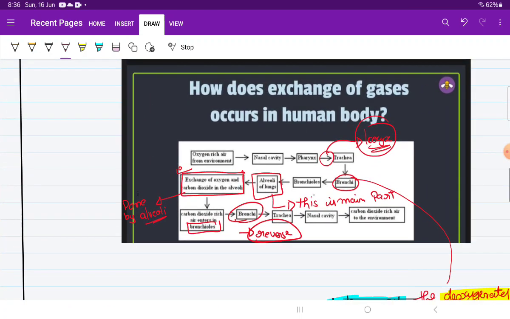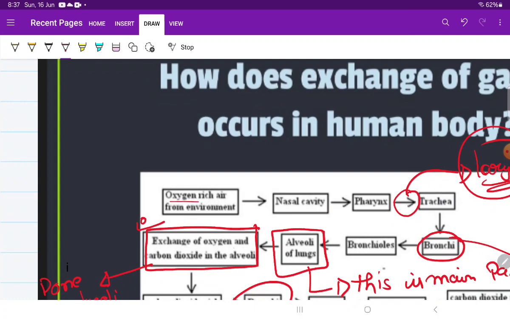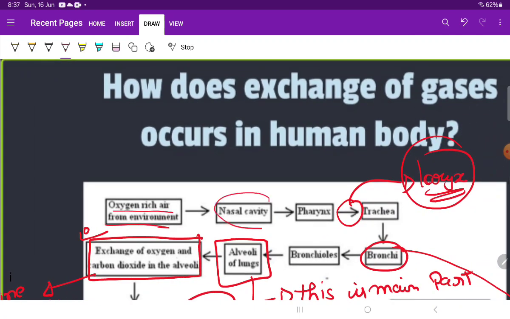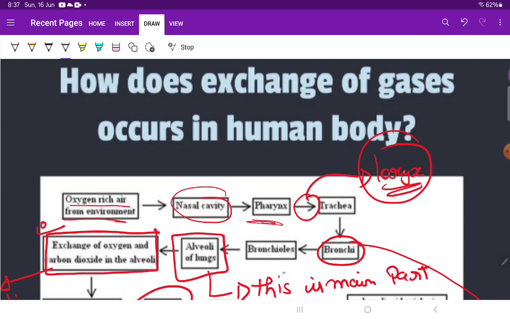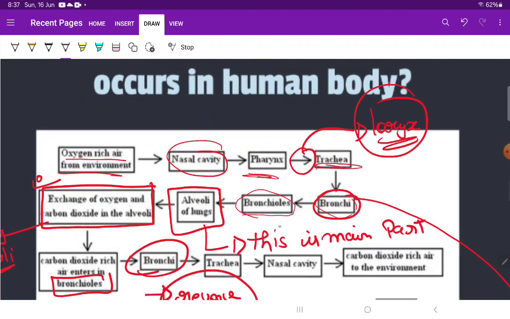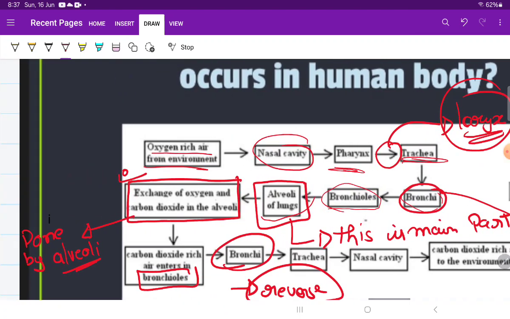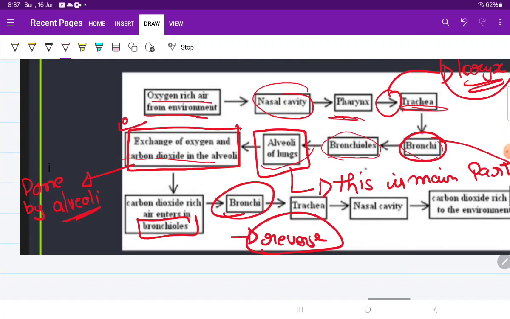Now let's see the same process in written form. First of all, the air reaches from the environment through the nasal cavity. From the pharynx, there is the larynx, then the trachea, which divides into bronchi, then bronchioles, then alveoli of the lungs. Alveoli of lungs, this is important. Then the exchange of gas takes place. Carbon dioxide is out and oxygen is in.